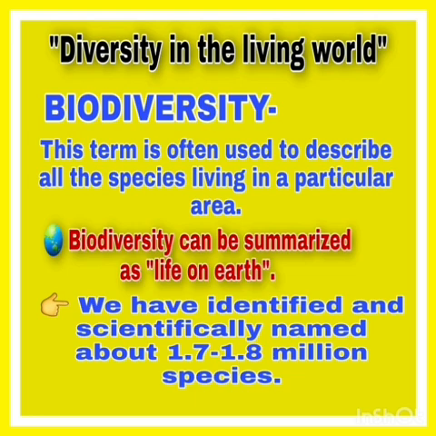Students, today's topic is biodiversity. Actually, this term is often used to describe all the species living in a particular area. You can say that this is life on Earth. Keep in mind, we have identified and scientifically named about 1.7 to 1.8 million species on Earth.